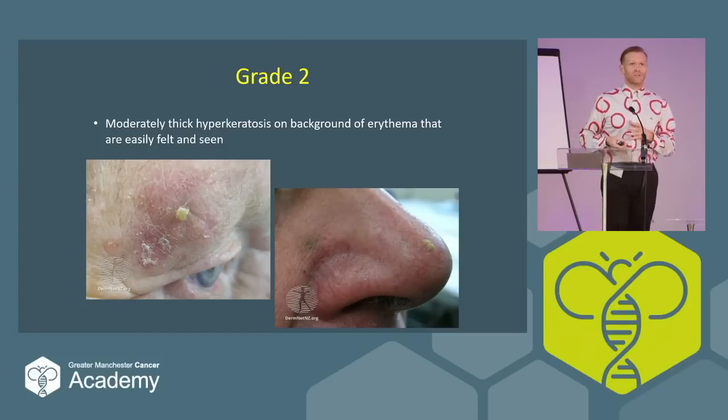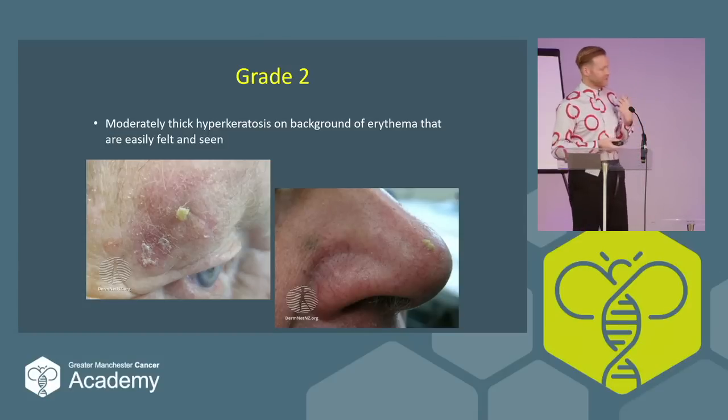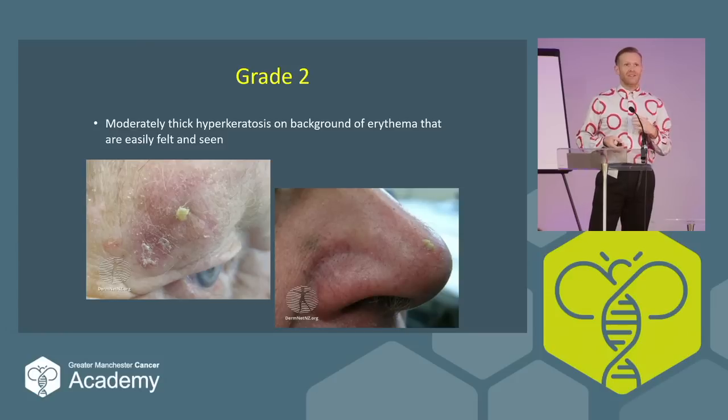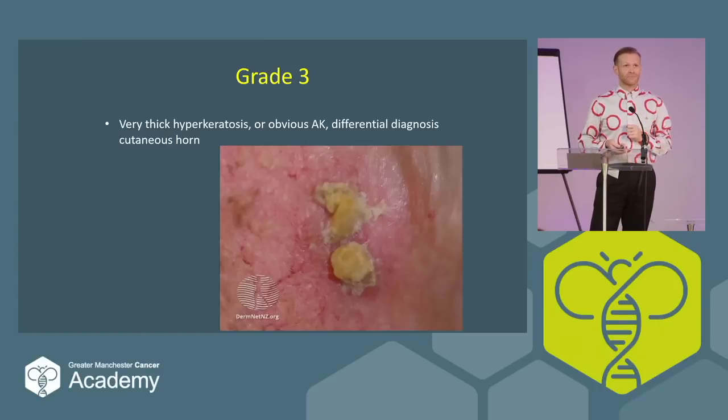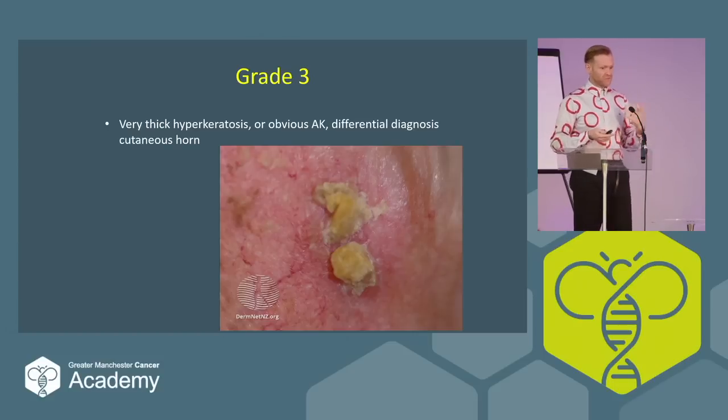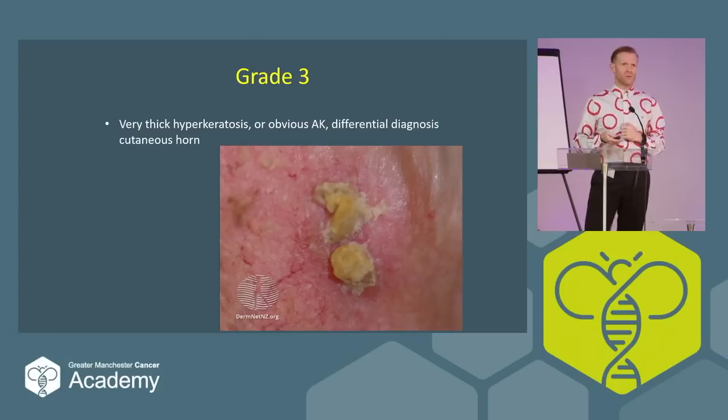So the photograph on the left-hand side of the screen there, you can see there's some more flat, scaly change and then a thickened area within that. And again on the nose there, a more thickened area. So these are what we call grade 2 or moderate actinic keratoses. And then you've got a subset of actinic keratoses that are actually really quite thick. When you first look at these, they can look quite alarming. You have to assess them carefully as to what you're going to do about them, essentially.